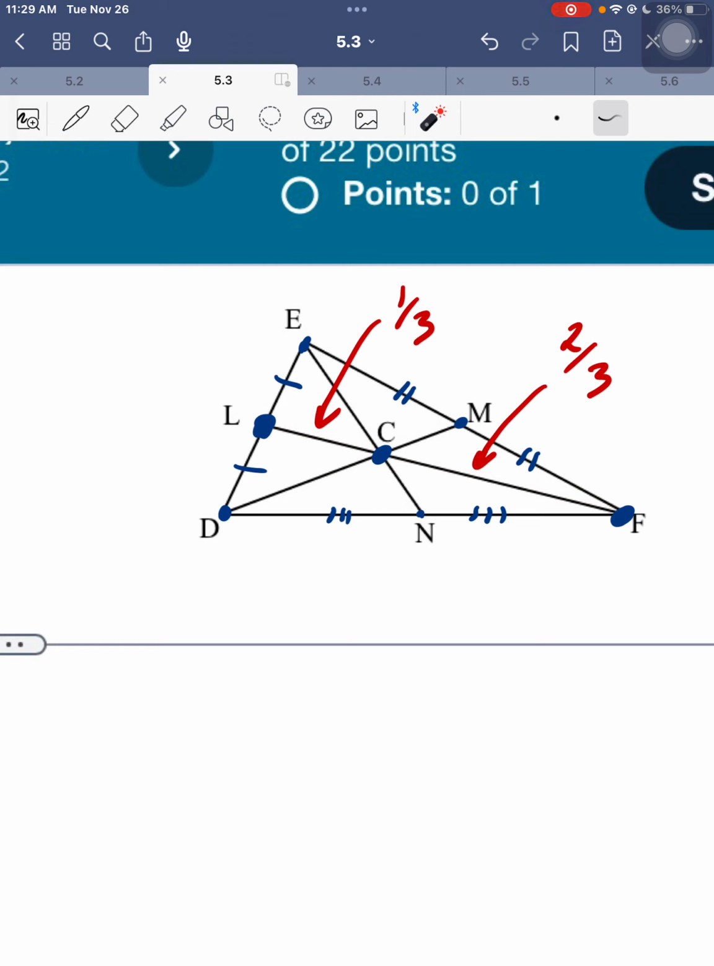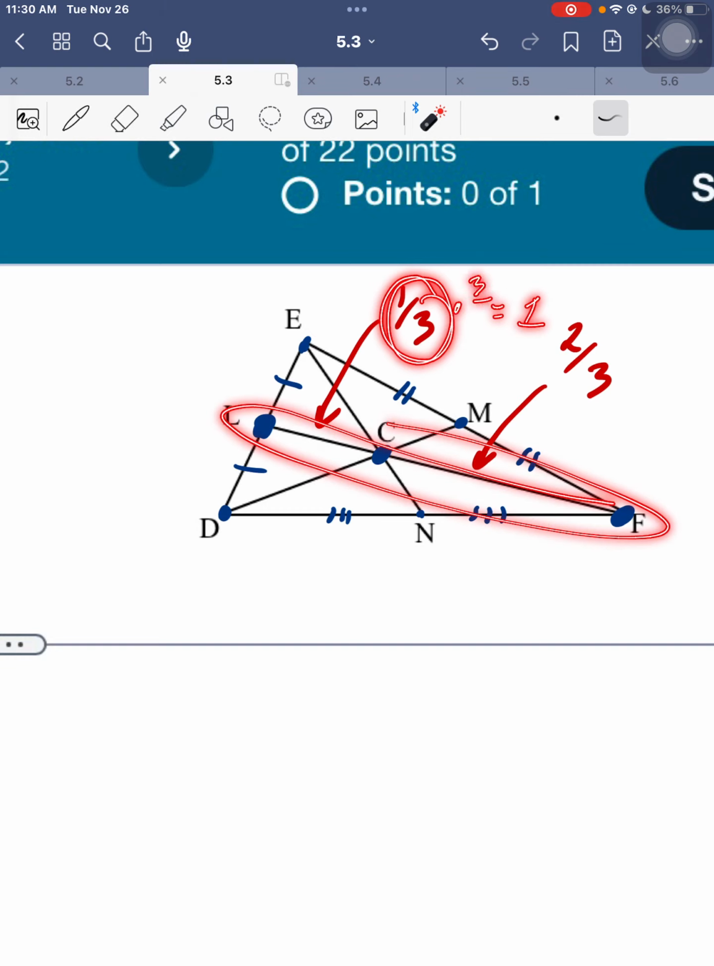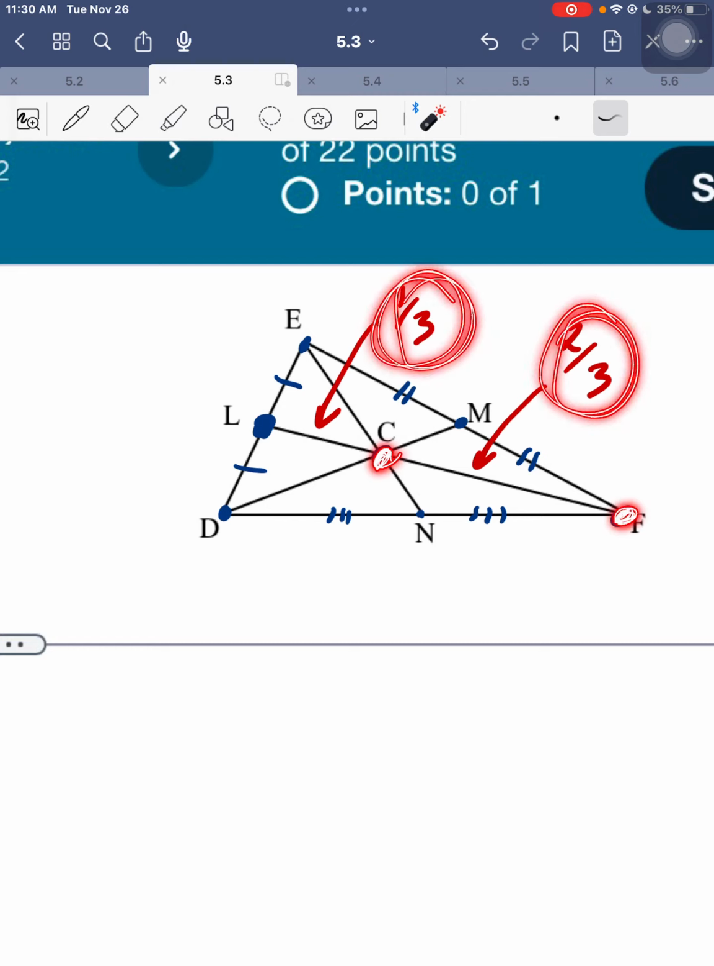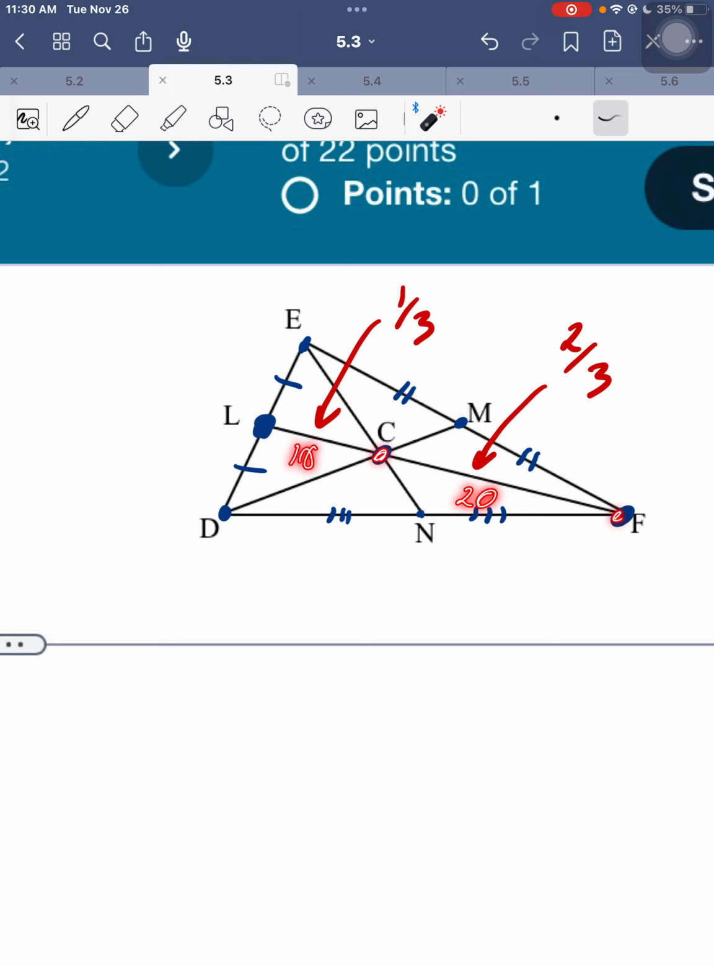Now, obviously, guys, what do I have to do to get from 1/3 to the whole 1, as in the whole median? I have to multiply by 3. So if my LC is 5, what's my entire median? 15, because I have the 5 here and the 10 here. Now, if my CF is 20, how do I go from 2/3 to 1/3? I have to divide by 2, correct? So what is 20 divided by 2? 10. And what is my whole median then? What's 20 plus 10? 30.